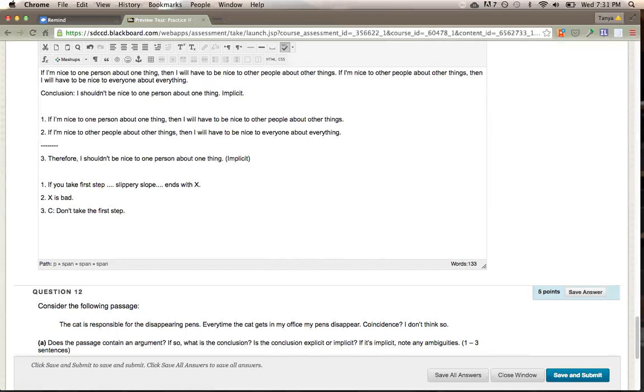So if we start to think this looks like a slippery slope, we can go back to the argument we've started reconstructing and see if it fits this format. If we've got a slippery slope, we've got the claim that the end result is bad and that we shouldn't take the first step. So we have spelled out the slippery slope. It starts with being nice to one person about one thing. Then you've got to be nice to other people about other things. And then if you do that, then you should be nice to everyone about everything. Therefore, don't take the first step.